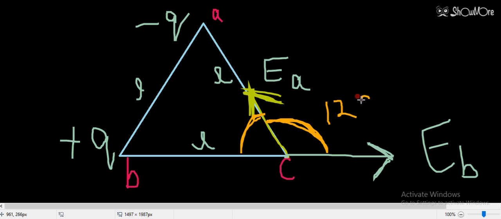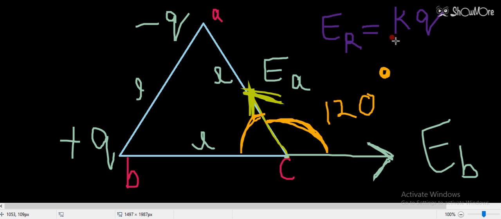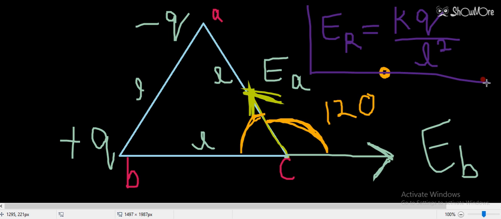When the two vectors are equal and the angle between them is 120 degree, then the resultant will be, now this part you have to do in the calculation, and I am telling the answer of this question. The final answer, that is ER, you have to calculate using the parallelogram law. So ER will be equal to K into Q by L square. So this is the final answer. Cos 120 is equal to minus 1 by 2.